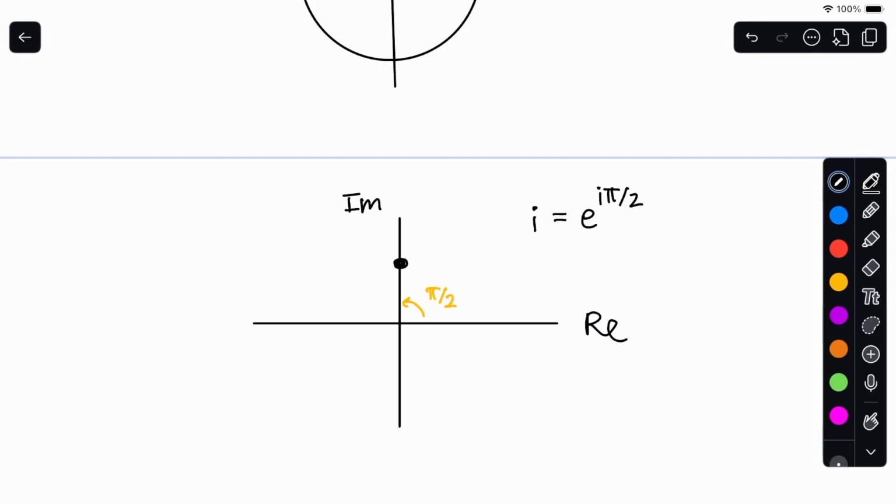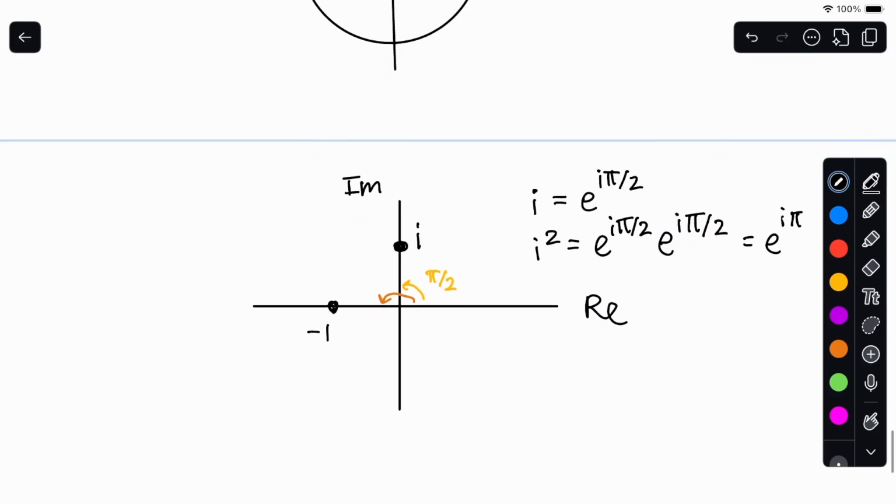And so if I do I squared, then I will just have this times this. And those numbers in the exponent are just going to sum up, and we'll get e to the I pi. So now our new state I squared is going to have an angle of pi, and that will put us over here at minus 1. Just another way to see it. Basically, every time you multiply by e to the I theta, you're just rotating by theta in the complex plane.